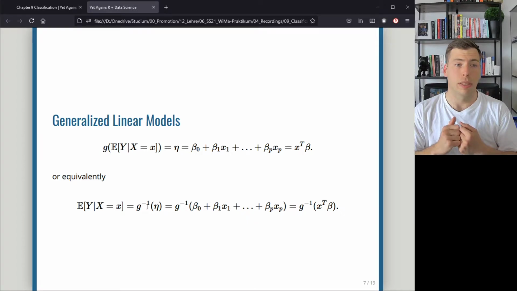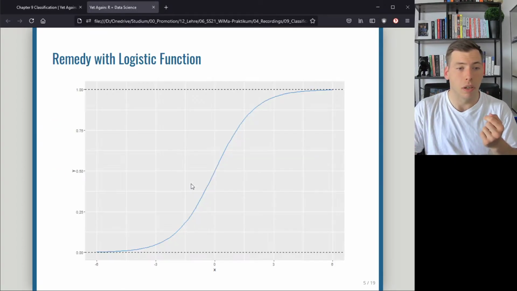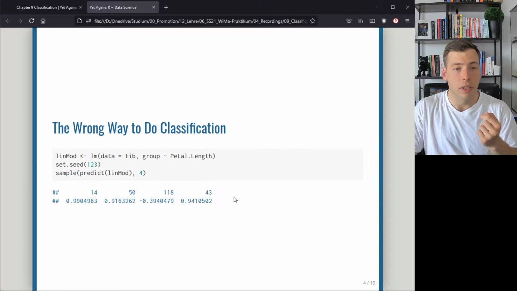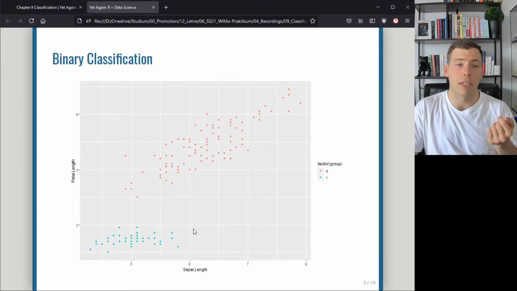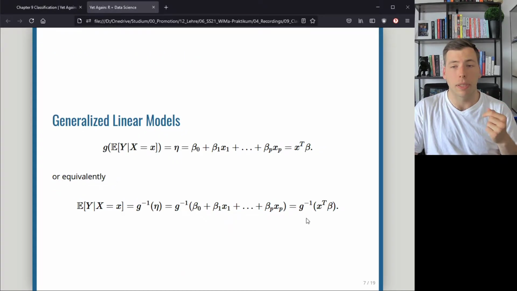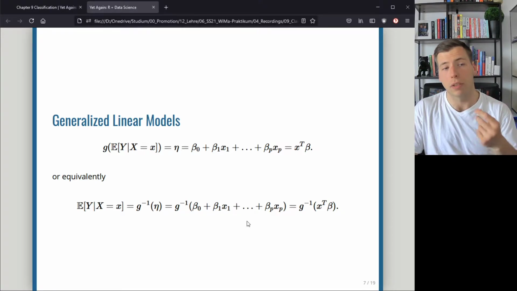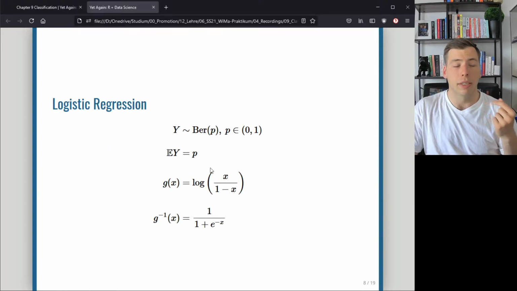Because if we say that our response that we want to fit, here in our binary classification, is exactly 0 and 1, just as a Bernoulli random variable is. And this is what will help us then to classify our observations into the corresponding groups. And this is also the idea of logistic regression, which is a very special case of generalized linear models, in the sense that it uses a Bernoulli random variable as a response.